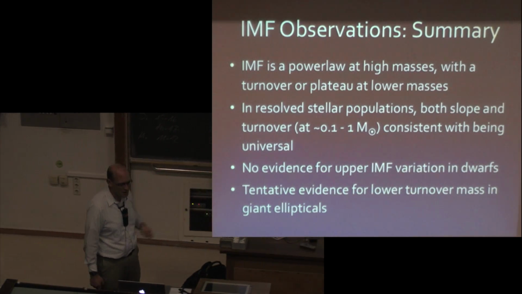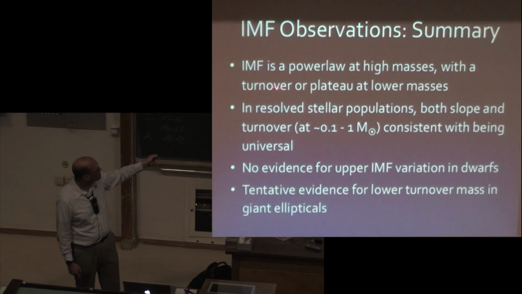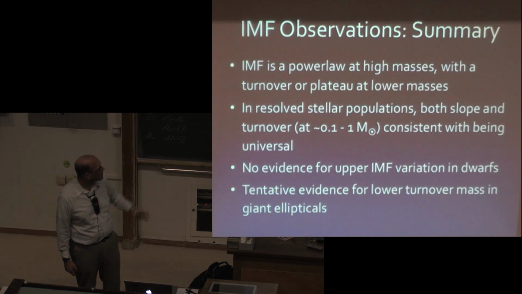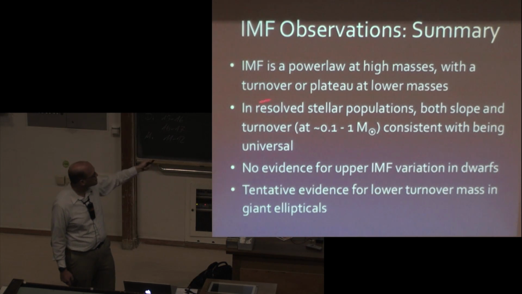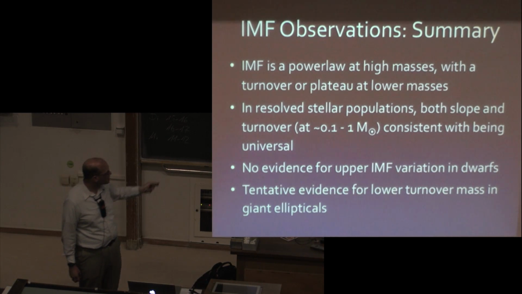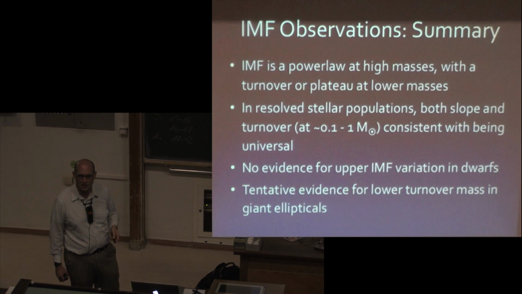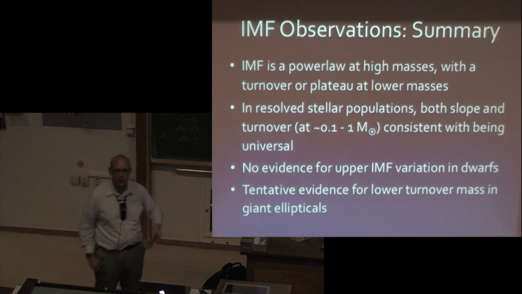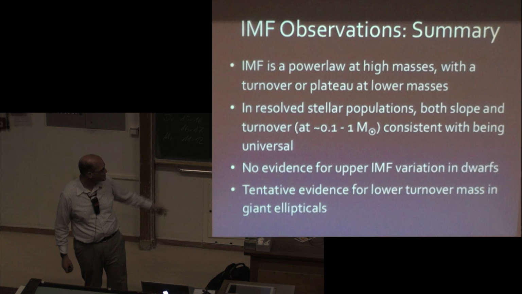All right, so here's the summary of the observational state. The IMF appears to be a sort of power law at high masses, but with a distinct turnover or plateau at lower masses. In resolved stellar populations, both the slope and the turnover are consistent with being universal. The turnover is always between 0.1 and 1 solar masses.